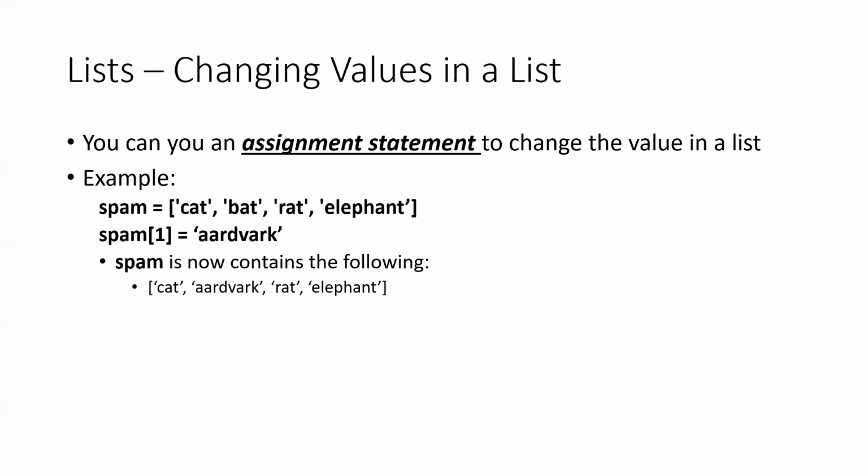If you want to change things in a list, you use an assignment statement. So for example, if we have spam equals cat, bat, rat, elephant, and we want to change not the first index, but the number 1 index, in this case bat, to aardvark, we would say spam[1] inside of here, use the equal sign, which is our assignment statement, and then whatever we want that to be. And that will result in a list that looks like this.